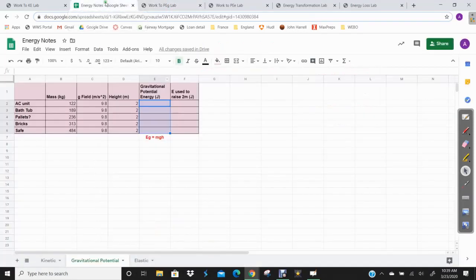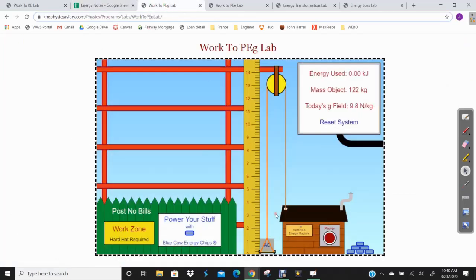And that is going to be the work that was done to the object, right? So that energy that was used right there should be equal to the work that was done to the object, which should be equal to the gravitational potential energy that was gained by the objects. Okay, so we want these two numbers to basically be the same. It's very similar to what we just did. So let's start with the AC unit.